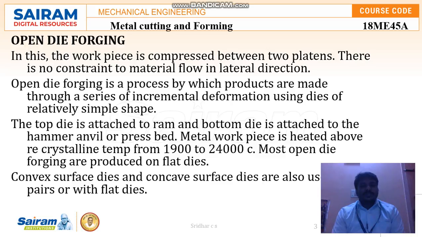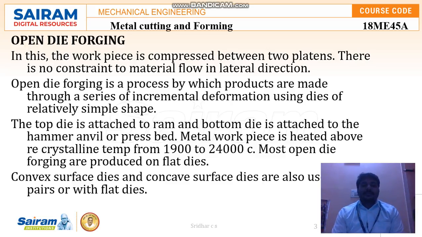In this, the workpiece is compressed between two platens, what we call an upper platen and a lower platen. In between the two platens, we keep a material and apply a compressive force. For example, if we keep a metal in between and apply the force, that is what we call open die forging. There is no constraint to material flow in the lateral direction.